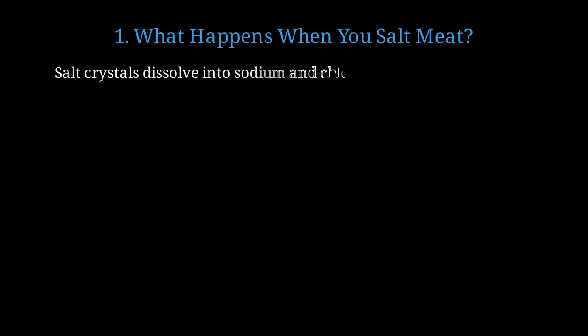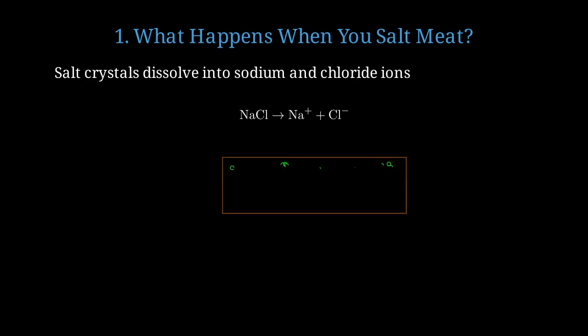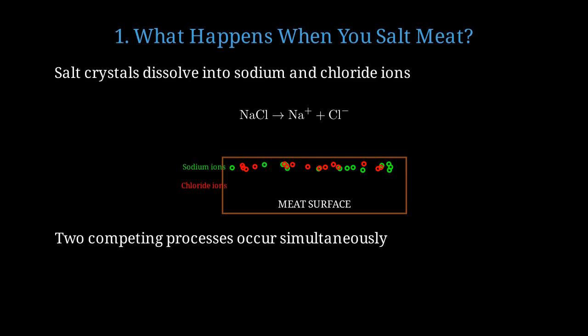When salt contacts meat, the crystals dissolve into sodium and chloride ions in the surface moisture. Sodium chloride dissociates into sodium cations and chloride anions. These ions spread across the meat surface, creating a concentration gradient that drives the entire process. Now here's the key. Two competing processes happen at the same time, and timing determines which wins.